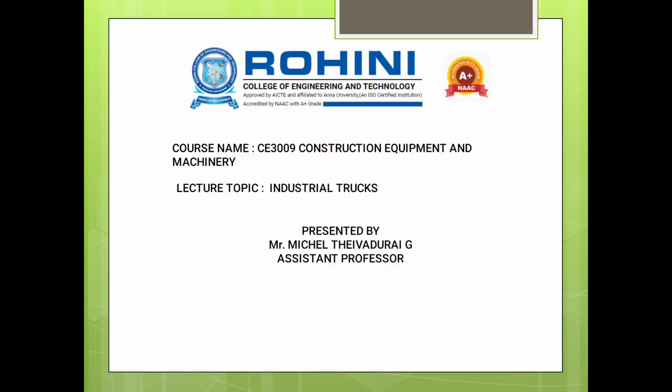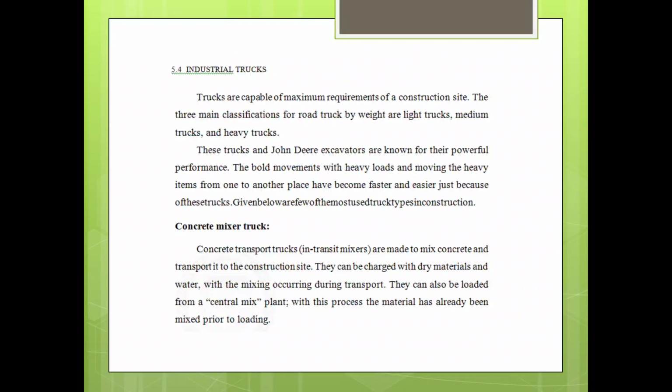Today, the topic is industrial trucks. Industrial trucks are capable of meeting the maximum requirements of a construction site. There are three main classifications for a road truck by weight: light trucks, medium trucks, and heavy trucks. These trucks, like John Deere excavators, are known for their powerful performance and bold movement with heavy loads. Moving heavy items from one place to another has become faster and easier because of these trucks.